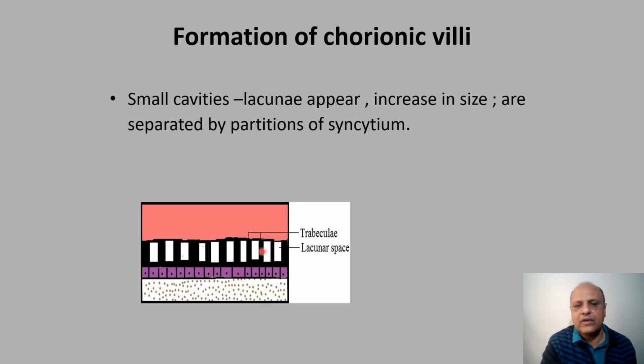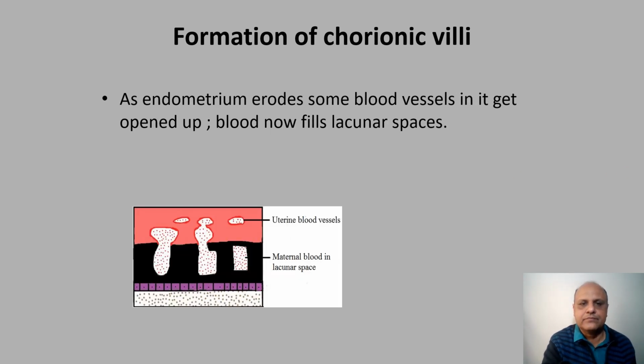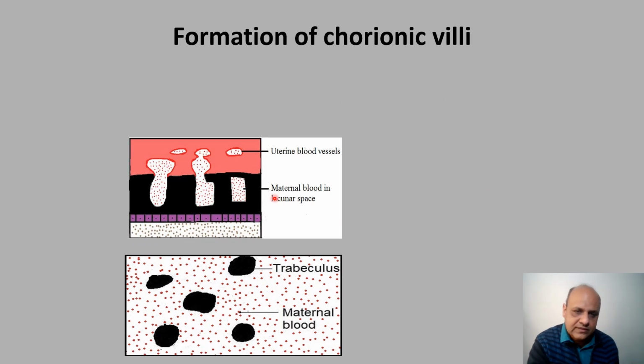So we have the trabeculae shown in black here, and the lacunar spaces shown in white here. As the endometrium is eroded, the blood vessels in it contain blood and they open up, and now blood fills the lacunar spaces. So you can make out the blood is filling the lacunar spaces. This is again the same image. Now if I take a section here, students, I will have in the central part syncytial trophoblast surrounded by maternal blood. So here you can make out in this section islands of syncytial trophoblast lying in maternal blood.